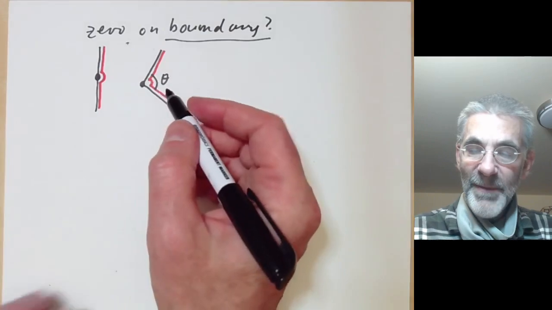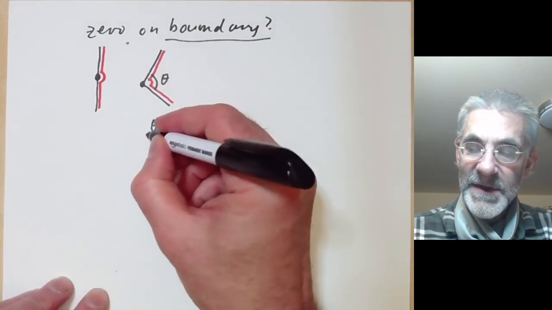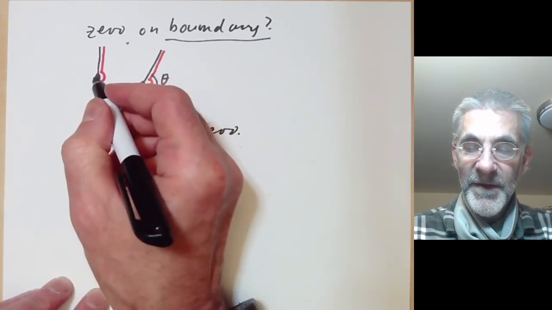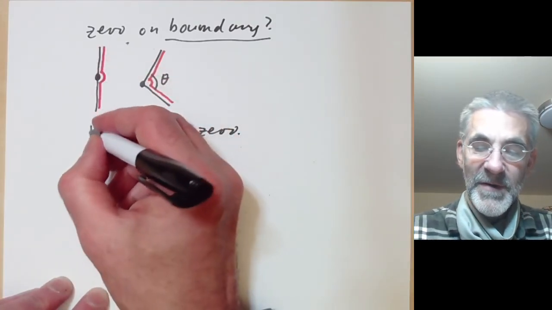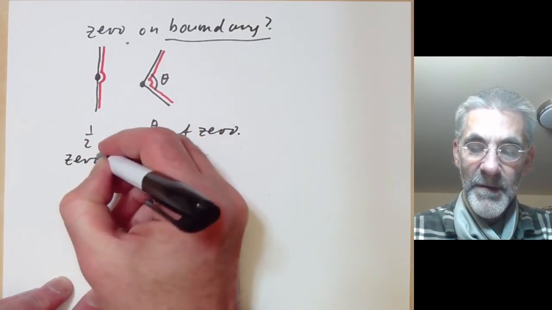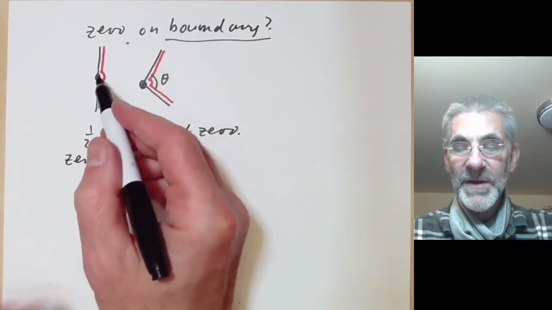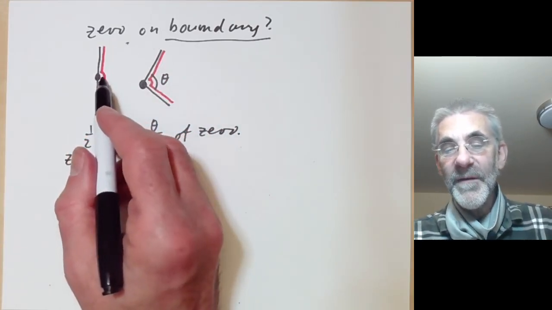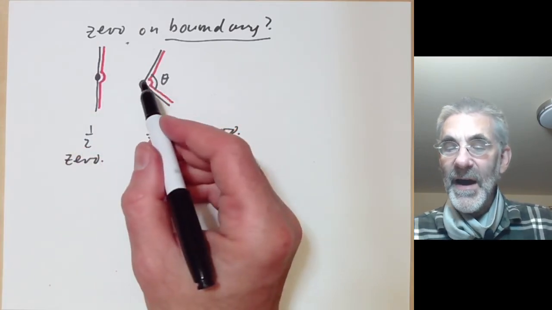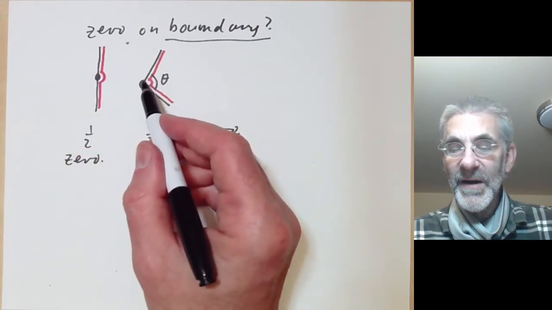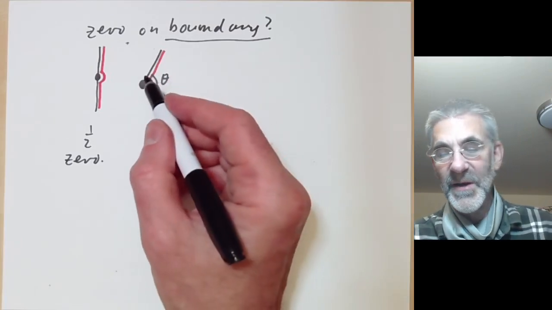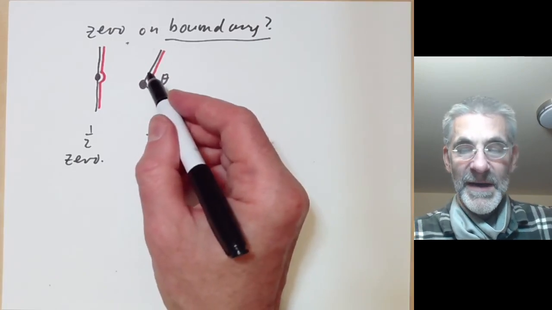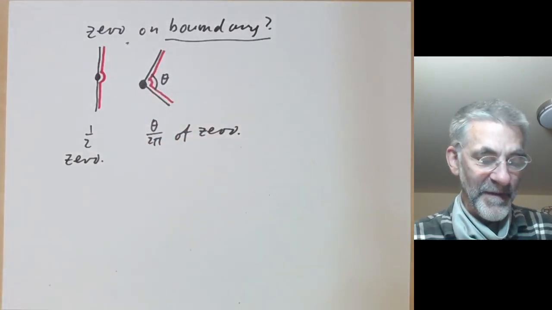And what happens is that here this counts as theta over 2 pi of a zero. And similarly, if we've got a zero on a straight bit of the boundary, this just counts as a half of a zero. And this is actually very natural, because if we think of a zero as being a sort of small disk, you can see that here half the disk lies in the fundamental domain, and here a fraction theta over 2 pi of the disk lies inside the fundamental domain. So we really are pretending the zero is a little disk and counting what fraction of that disk is in the fundamental domain.